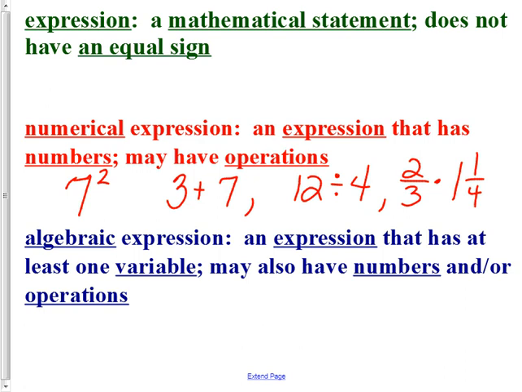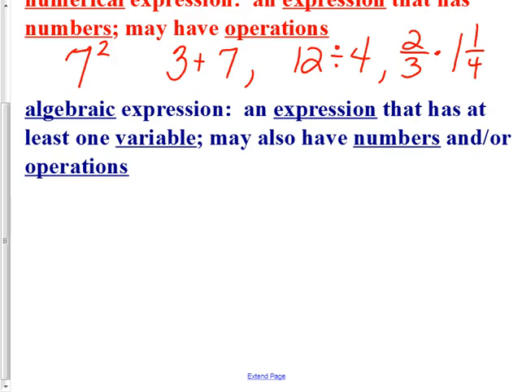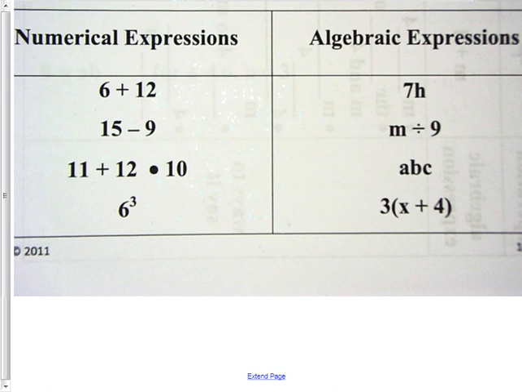An algebraic expression is similar. The difference is it's an expression that has at least one variable. So in addition to having numbers and operations, it can also have a variable. So for example, we could look at something like x plus 4, 3r minus 7. Those are algebraic expressions because they have variables. So when we look at some examples up here, we can see some numerical expressions.